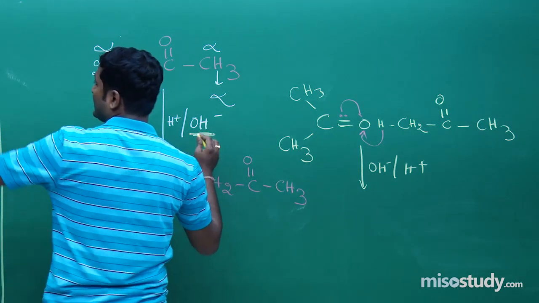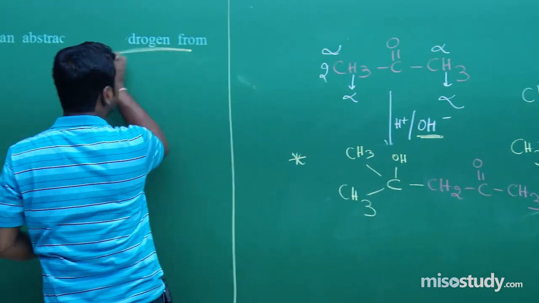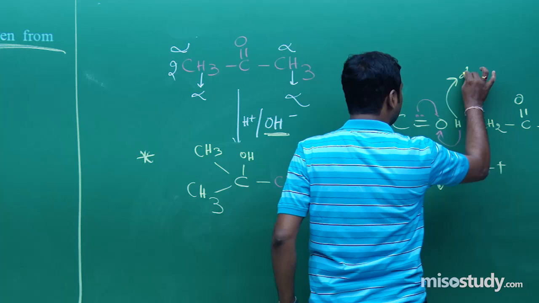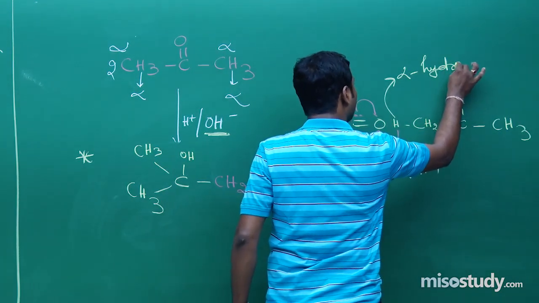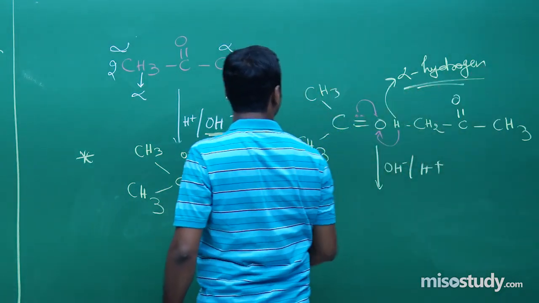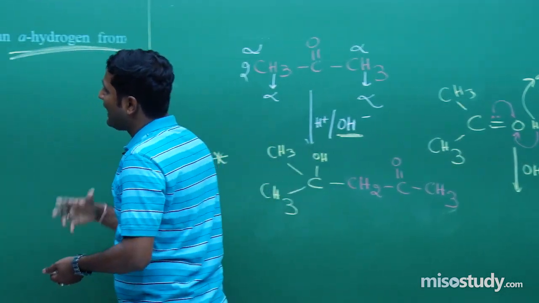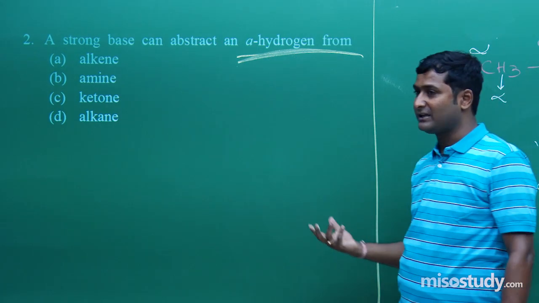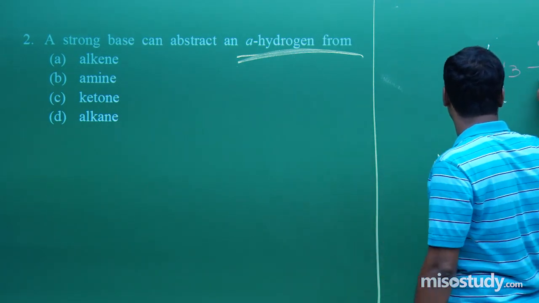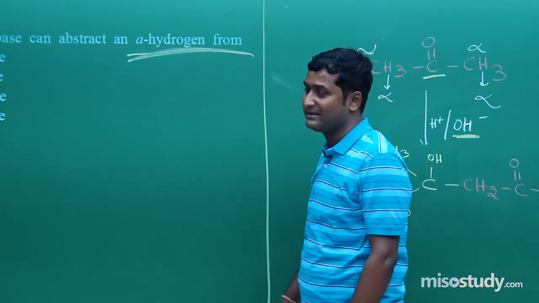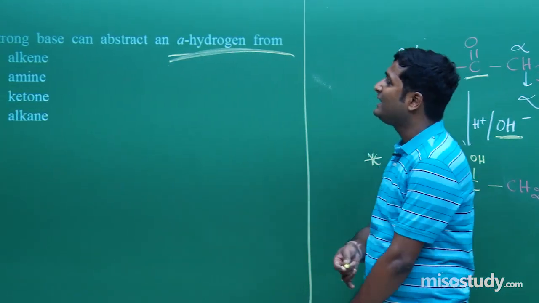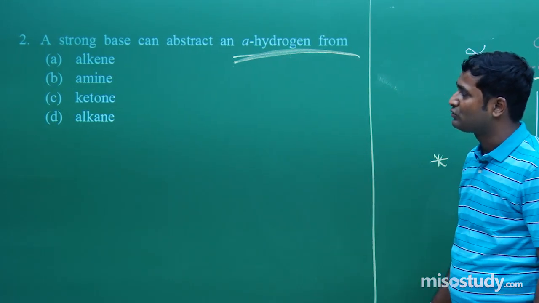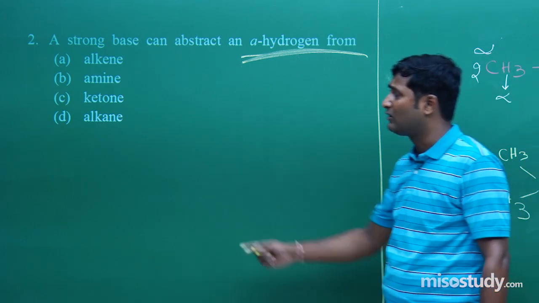This is a base. Presence of a strong base can abstract an alpha hydrogen from ketone. This hydrogen is alpha hydrogen. We know that the carbonyl carbon is an electron deficient species. So in this case, if there is the presence of base, then it abstracts an alpha hydrogen from the ketone. So a strong base can abstract an alpha hydrogen from ketone.